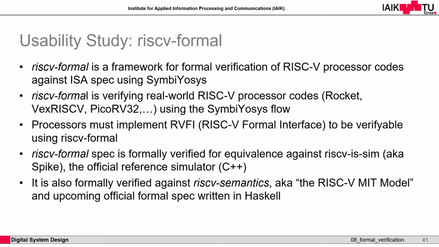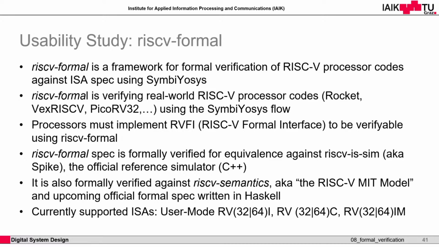Actually, the specification of RISC-V formal itself is also formally verified against a different implementation of the specification, let's say it like that. In this case it's called RISC-V semantics, which is nowadays the official formal specification of RISC-V written in Haskell. So there's a formal proof also that the specification of RISC-V formal, which we'll see in a few slides, matches the specification of RISC-V semantics. Alright. These are currently the supported modes of RISC-V, so there's 32-bit and 64-bit, etc.